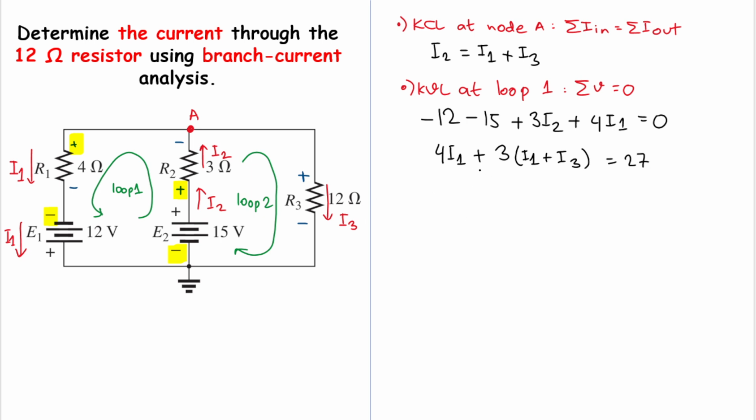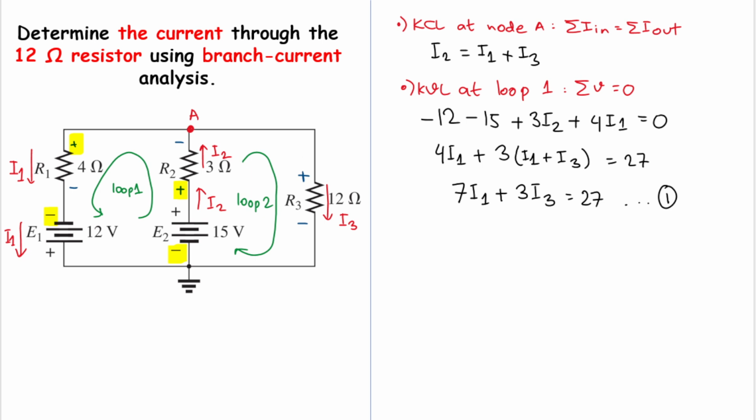Good. And we can just add them up, right? So I have 4 plus 3. That will be 7I3. I mean 7I1. And then 3I3. So I have plus 3I3. And that will equal to 27. Okay, let's save this as equation number 1.